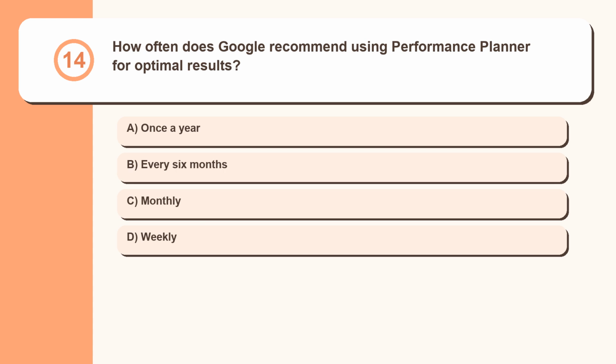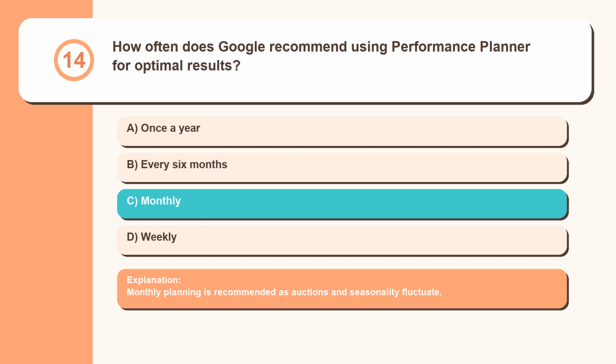Question 14. How often does Google recommend using Performance Planner for optimal results? Once a year, every 6 months, monthly, weekly. Monthly planning is recommended as auctions and seasonality fluctuate.